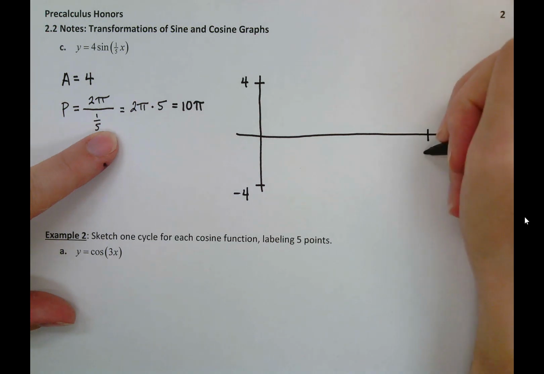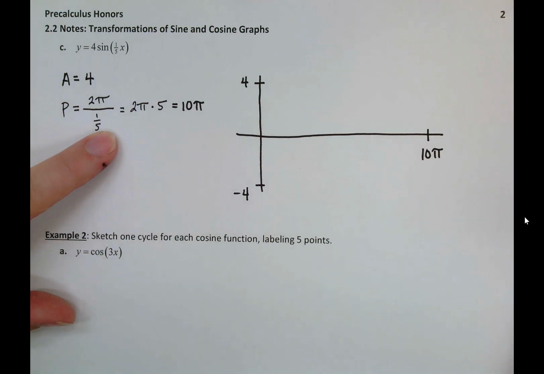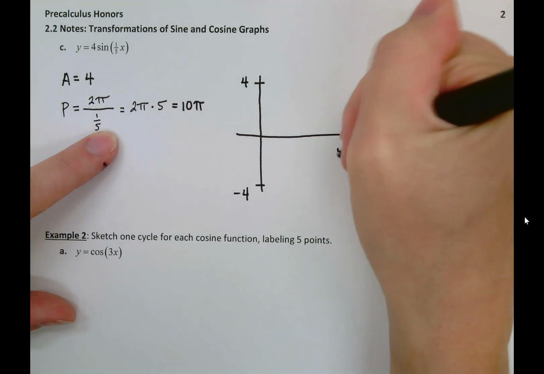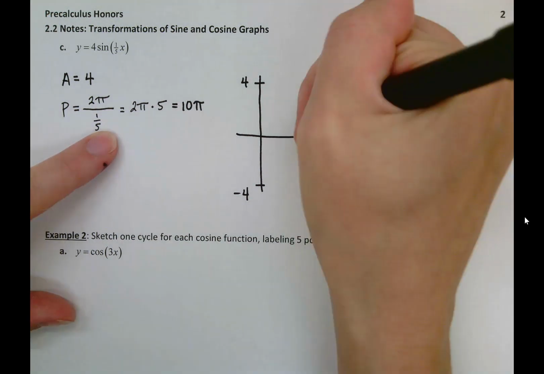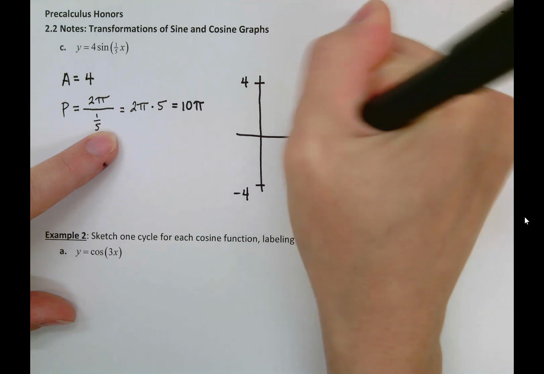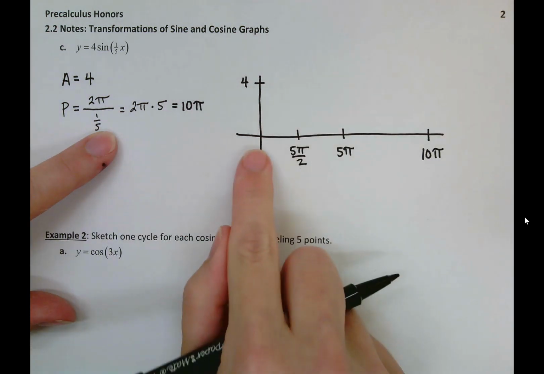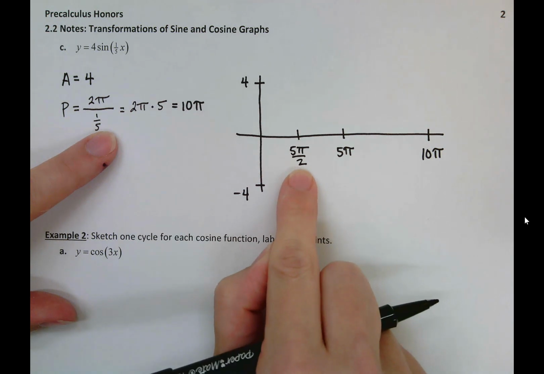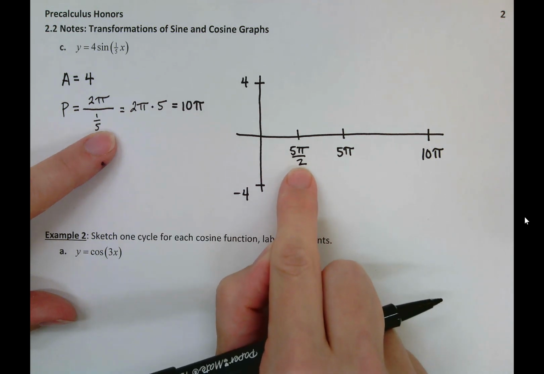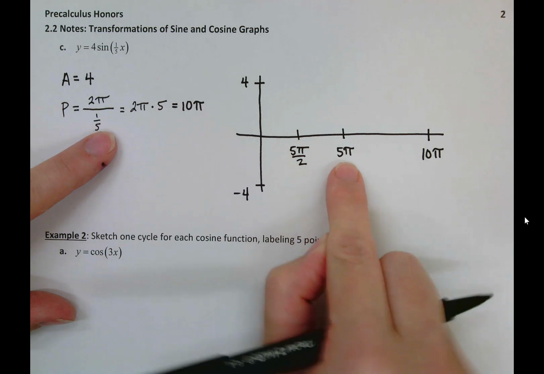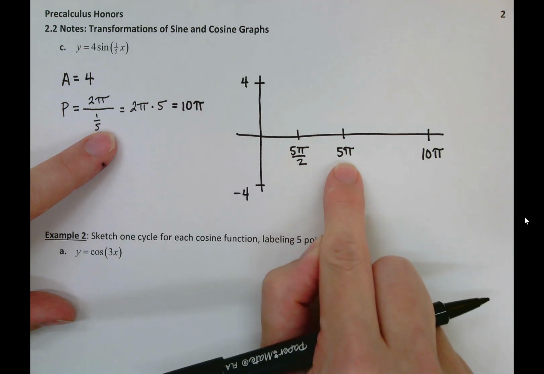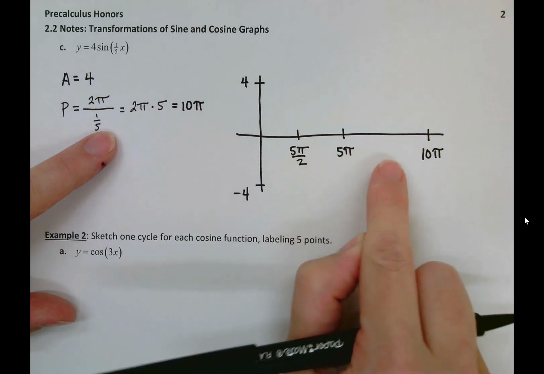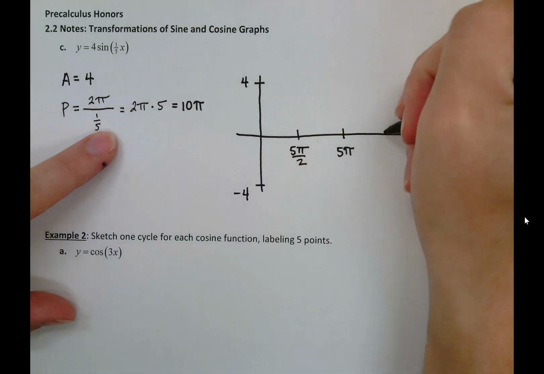So I put my very ending tick mark at 10 pi, and then I go halfway, halfway. So halfway would be at 5 pi. Halfway again would be 5 pi over 2. So I have my starting point at 0, and then between each tick mark is 5 pi over 2. So this is 5 pi over 2. If I add another 5 pi over 2, that would be 10 pi over 2, or 5 pi. So 10 pi over 2 plus another 5 pi over 2 would be 15 pi over 2.